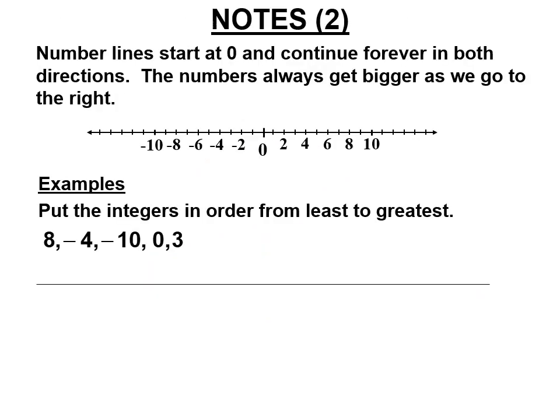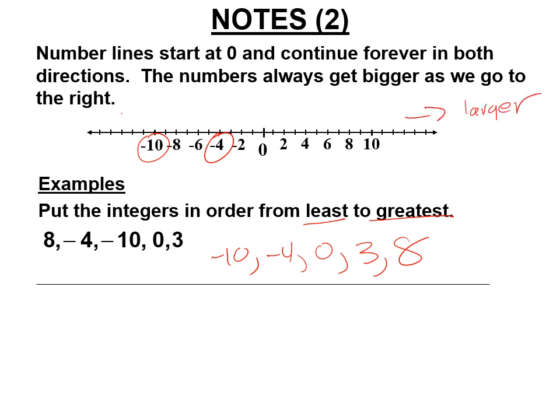Okay. So put the integers first from least to greatest. We've talked about this before. The lowest number here is negative 10. Then comes negative 4, right? Then comes 0, then comes 3, then comes 8. Least to greatest. That's the math way of saying lowest to highest, right? Because larger is always in this direction. We never switch it. Smaller is always in this direction.